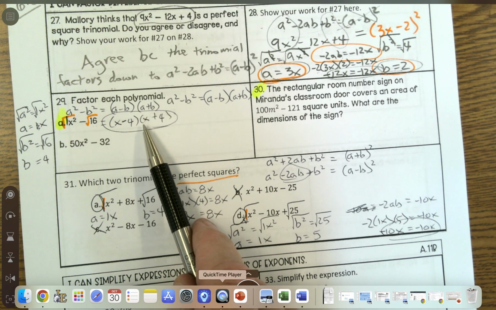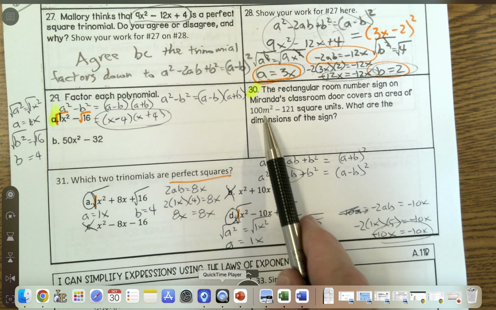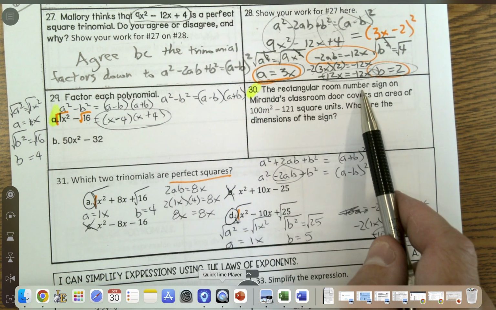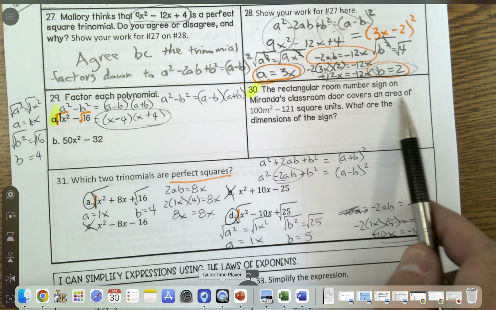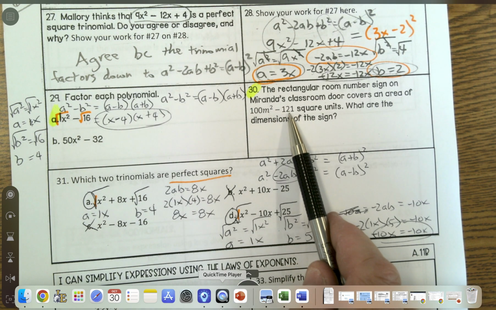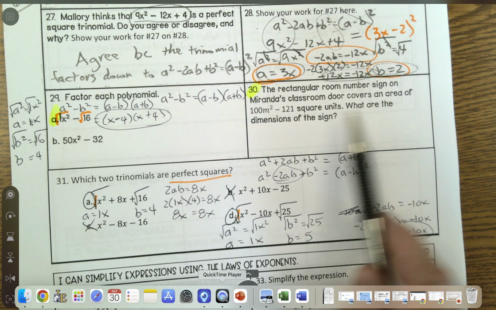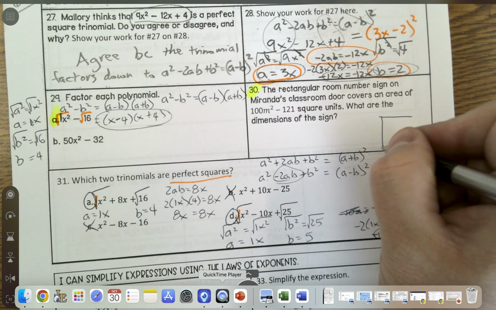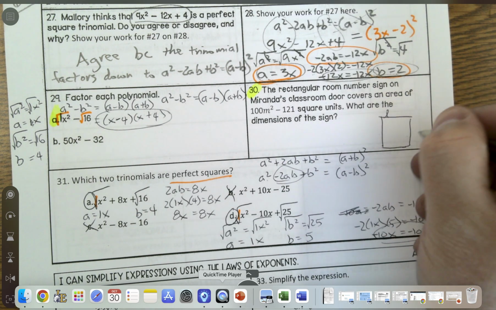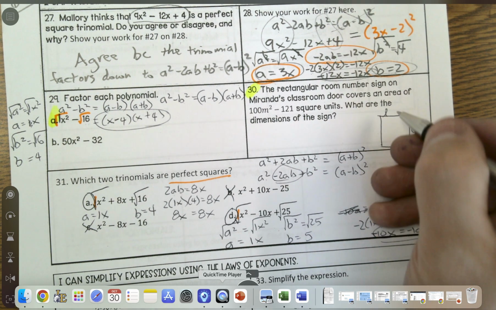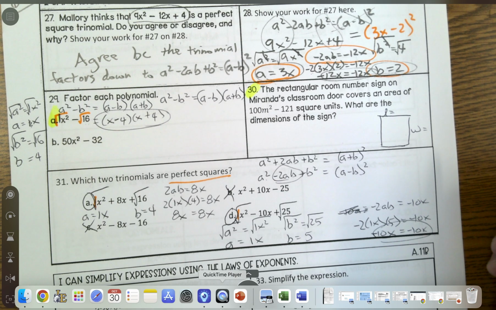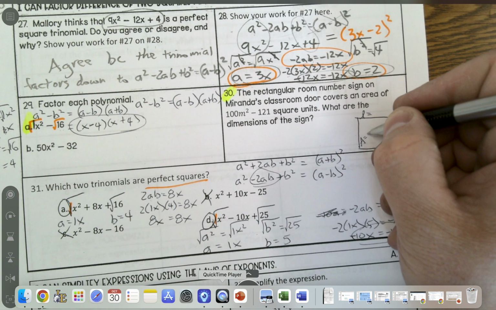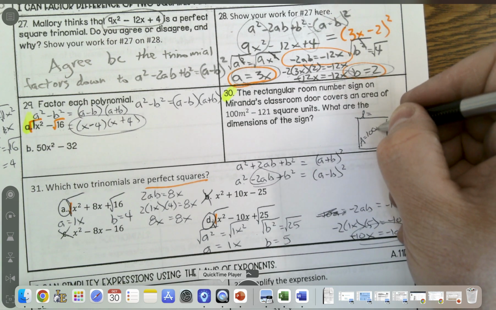And so I'll do 30 here real quickly to explain this one more time. The rectangular room number sign on Miranda's classroom door covers an area of 100m squared minus 121 square units. What are the dimensions of the sign? If we have a rectangle with a length and a width, they want to know the dimensions of this rectangle. And they're telling me the area equals 100m squared minus 121.